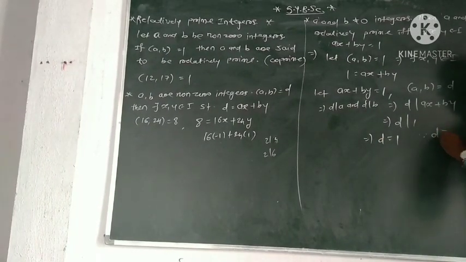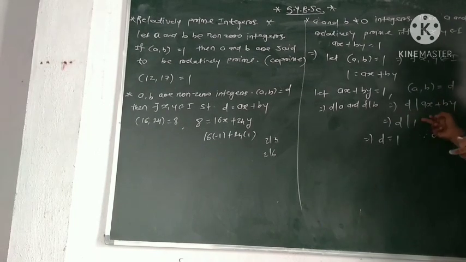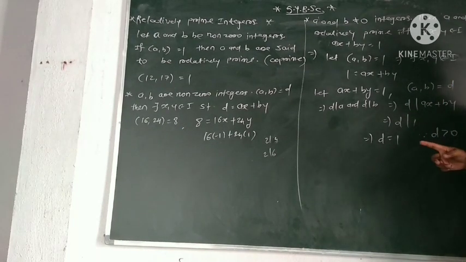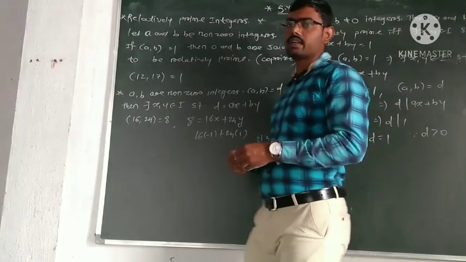Since D must always be positive and D divides 1, there is only one condition: D must be equal to 1. There is no other chance. This is one important theorem.